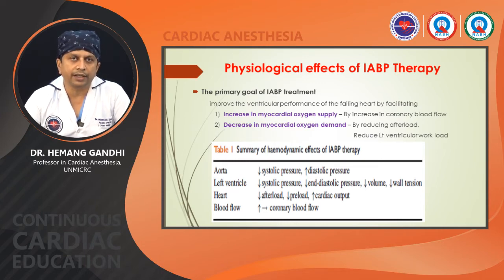The hemodynamic effect of IABP therapy differs in different organs. In the aorta, you will get a reduction in the systolic pressure and an increase in the diastolic pressure, specifically the augmented diastolic pressure. In the left ventricle, it reduces the systolic pressure, diastolic volume and left ventricular wall tension. Overall, it reduces the afterload of the heart, reduces the preload of the heart, and improves the cardiac output. Coronary blood flow also increases with the IABP.